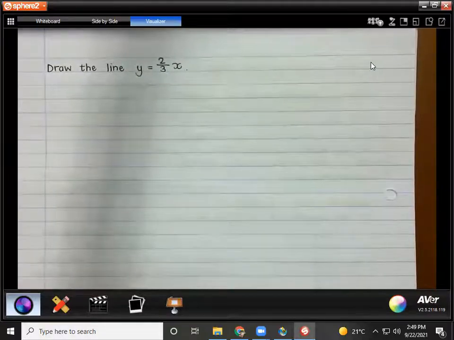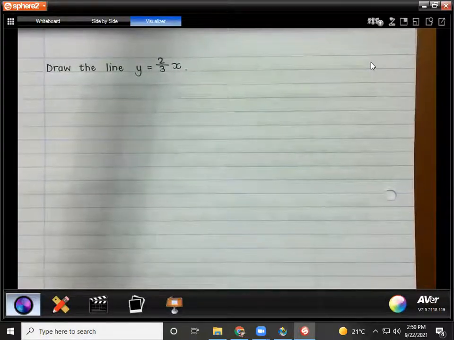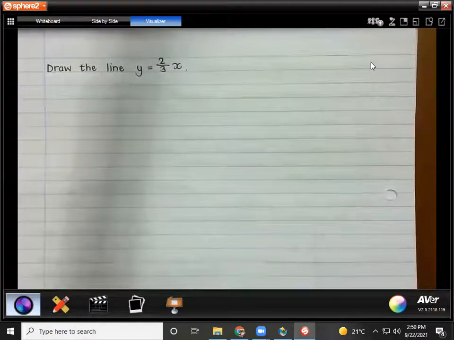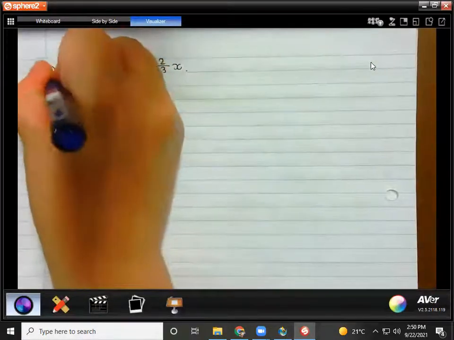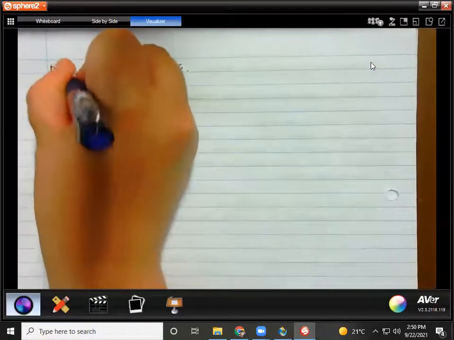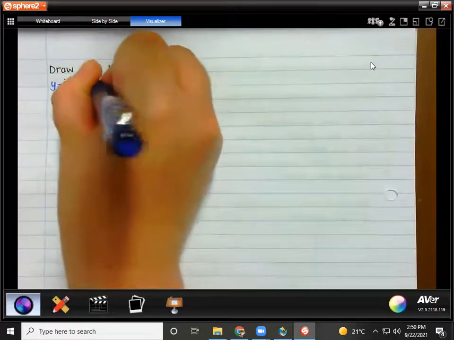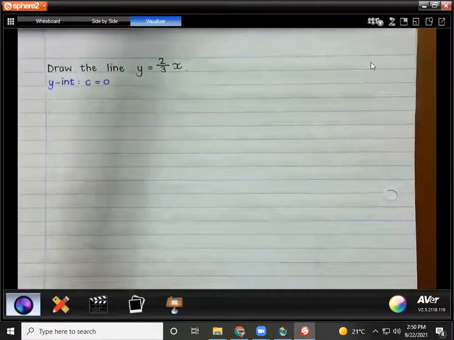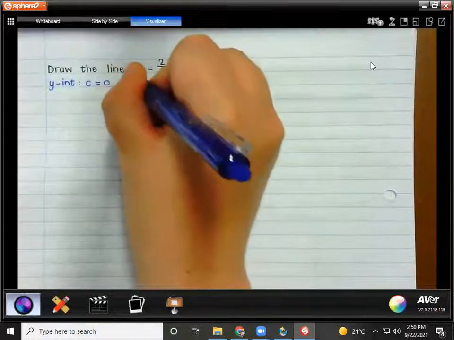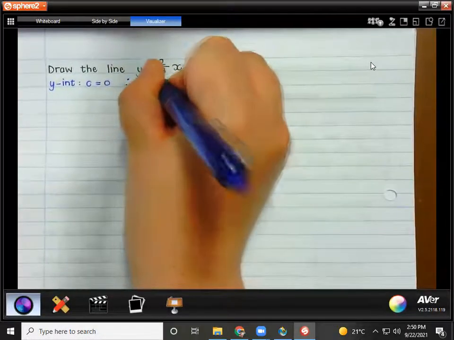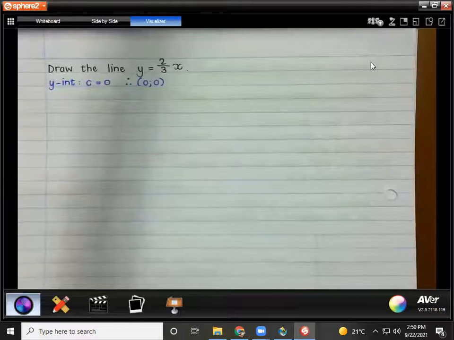What is the C value there, guys? There is no C value, hey? There's no number written after the x. There's no constant term. So C is 0, so the y-intercept is 0, 0. You can write that down together. The y-intercept, C is equal to 0. Therefore, that point is 0, 0.